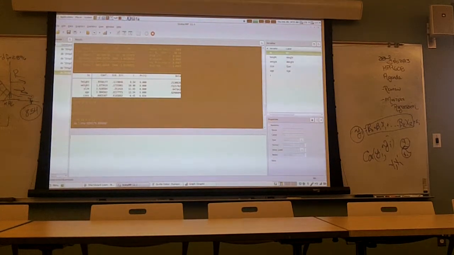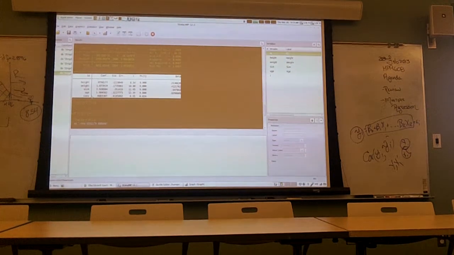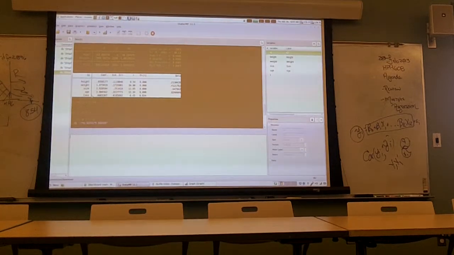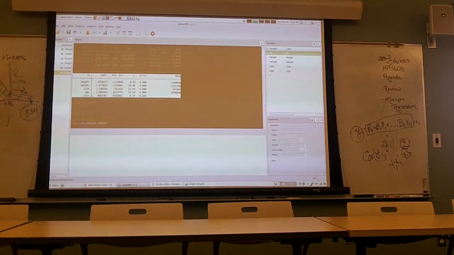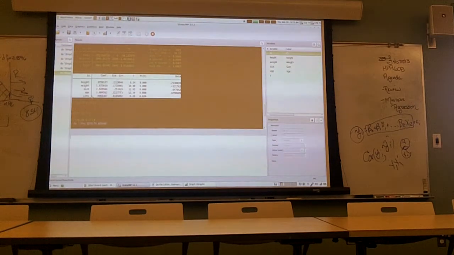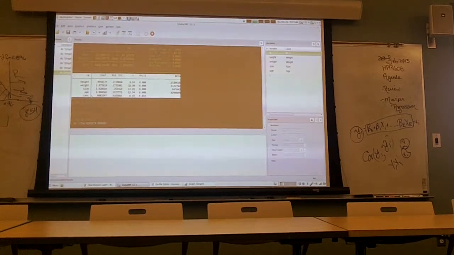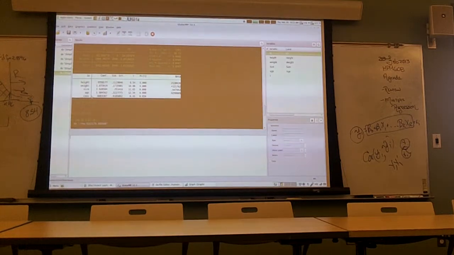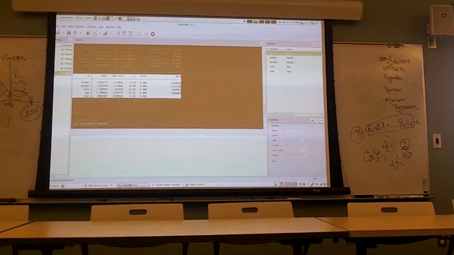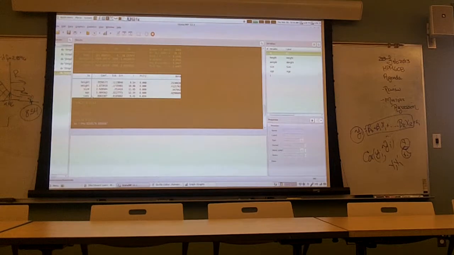So all of your independent variables in this model are continuous variables. Can you do this with categorical independent variables? Absolutely. When we do ANOVA, we're going to do ANOVA both using the ANOVA commands and the regression commands, and we'll show you that they're the same thing. And you can mix them. You can have a mix of continuous and categorical in regression.